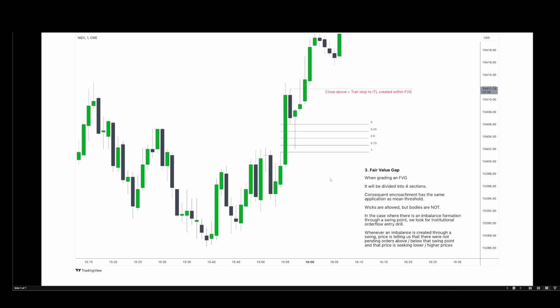Whenever there's an imbalance created through a swing, price is telling us that there are no pending orders above here. So there is no buy-side liquidity to be paired here, right? And so the buy-side imbalance is telling us that price wants to go higher. There are no resting orders, so price wants to go higher. On the 1 minute, I look for these. On a lower time frame, you would come down and see the bodies respect the consequent encroachment or the 0.25 of the fair value gap, right? So the higher the bodies respect, the more trust we can place in this.